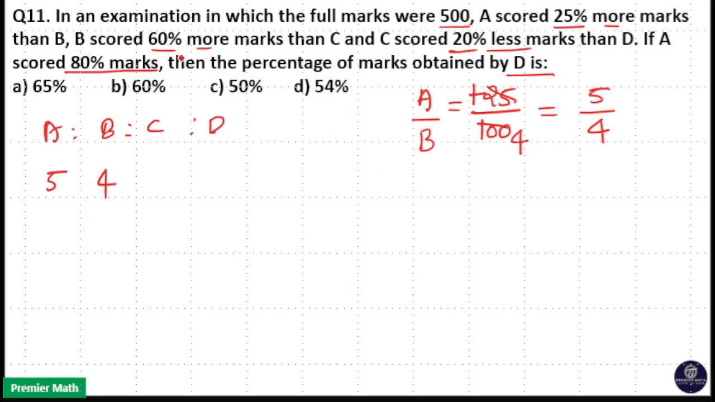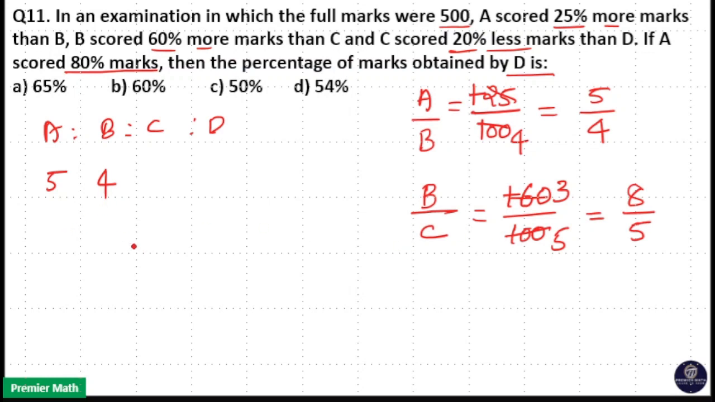Same way, B scored 60% more marks than C. That is B by C ratio. B scored 60% more, that is plus 60. 60% is 60 by 100. That is, if C scored 100, B will score 100 plus 60, 160 marks. If you cancel it with 20, 20 into 3, 60, 20 into 5, 100. If C scores 5 marks, B will score 5 plus 3, 8 marks. That is, 8 by 5 will be your B by C ratio.